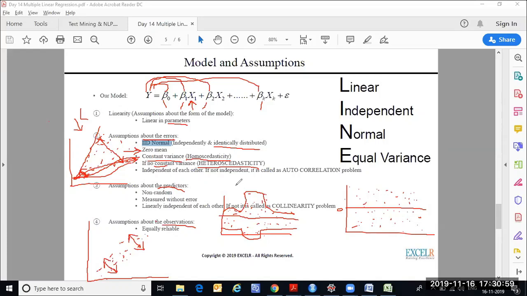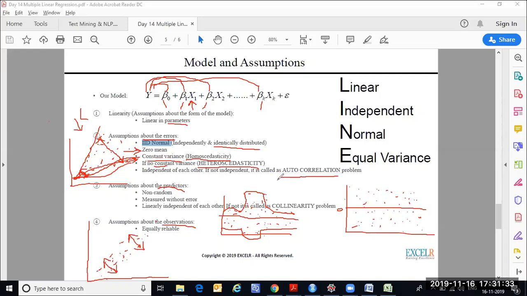If they are not independent, that means if they are maintaining a sort of dependency among themselves, then it is called an autocorrelation problem. This is also a problem, friends. Each observation's errors should be independent. If they are maintaining any dependency across the observations, then that is a problem that you need to deal with. That's called autocorrelation.